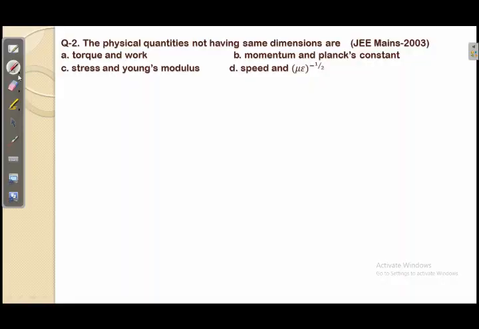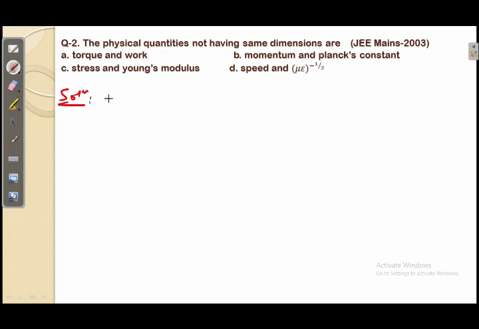So the next question is question number 2. The physical quantities not having the same dimensions are. They have given four options. This question was asked in JEE Mains 2003. In each option they have given a pair of physical quantities. Out of four options, three options have pairs of quantities with the same dimension, and the remaining one option has a pair of physical quantities that do not have the same dimension. That we have to pick out. So let us move towards the solution part.